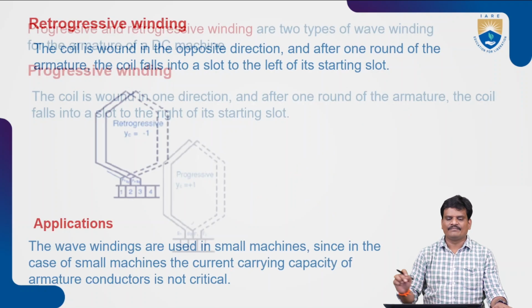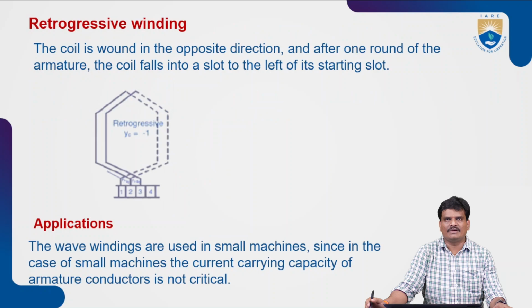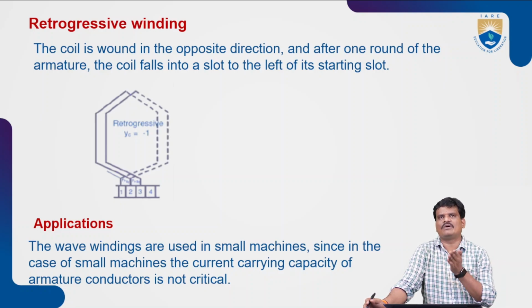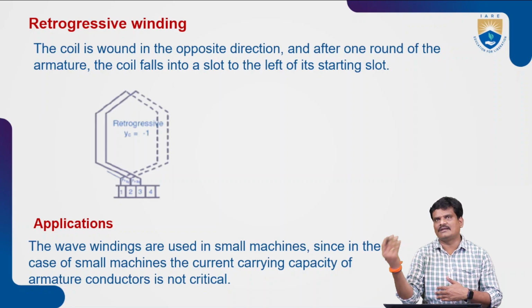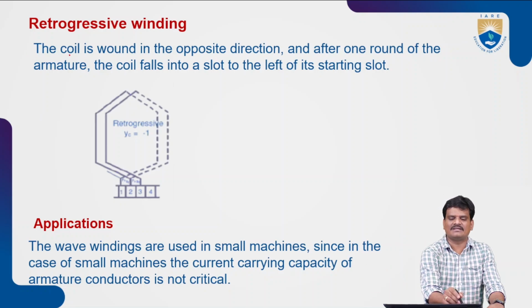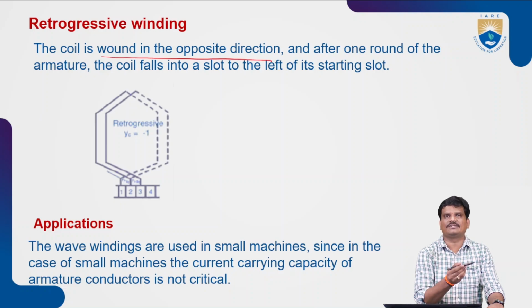Now coming to the retrogressive winding. It is completely opposite to the progressive winding. In a progressive winding, the coil is wound only in one direction, and after completion of one round of armature, the coil falls to the right of the starting slot. Here it is completely reverse. The coil is wound in the opposite direction, and after one round of the armature, the coil falls into a slot to the left of its starting slot.